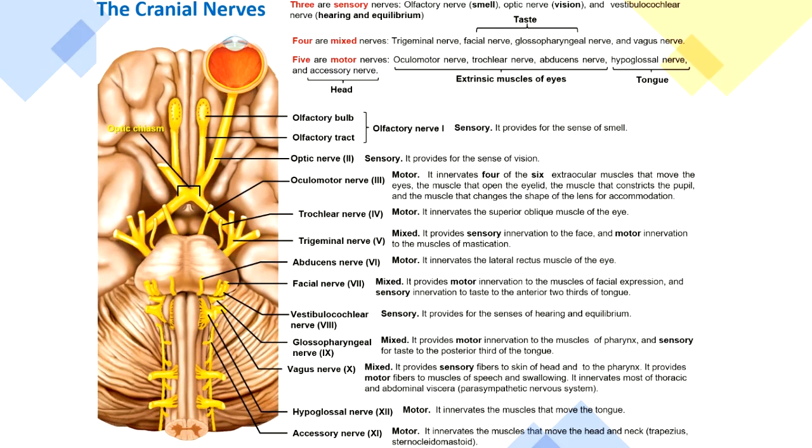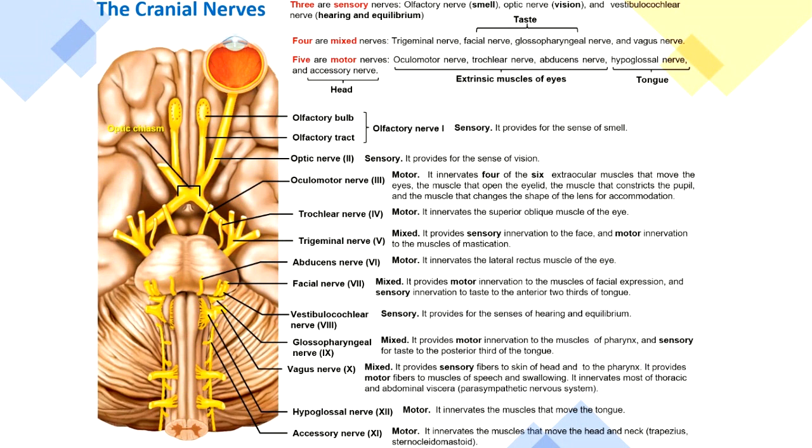All right, so to the left, this image is the location of the cranial nerves. This is the underside of the brain. So the cerebellum is right here with the pons and the medulla next to it, and then this right here is all of the cerebrum. We're looking at the underside of the brain right now.